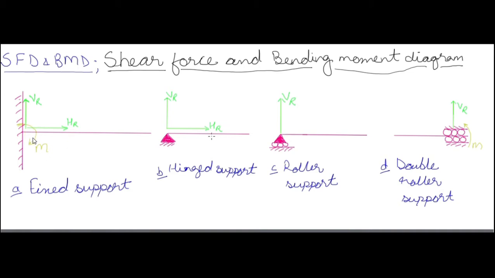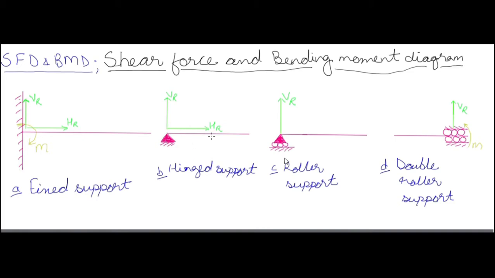So HR is the horizontal reaction and VR is the vertical reaction, and M is the bending moment reaction, as in the fixed support. It is absent at the hinge support because the hinge support will not face any resistance to the bending moment, and it will allow the hinge support to rotate. Hence it will not face any bending moment.